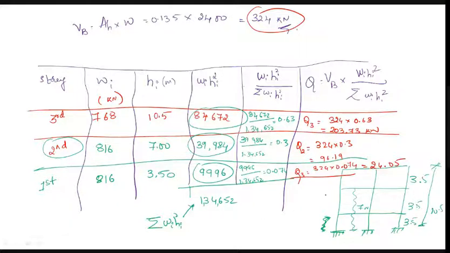If he asks you to represent the lateral forces for each floor, just draw the diagram. This will be your Q3, Q2 and Q1. Just write down the values here: Q3 is how much, Q2 is how much, Q1 is how much. This is how the procedure is followed. I will explain once more.